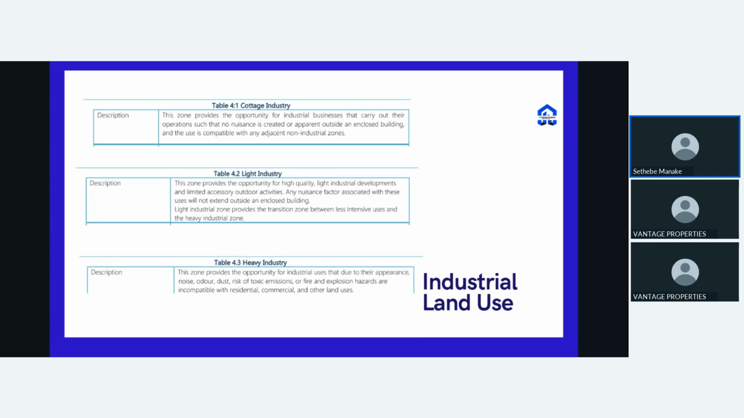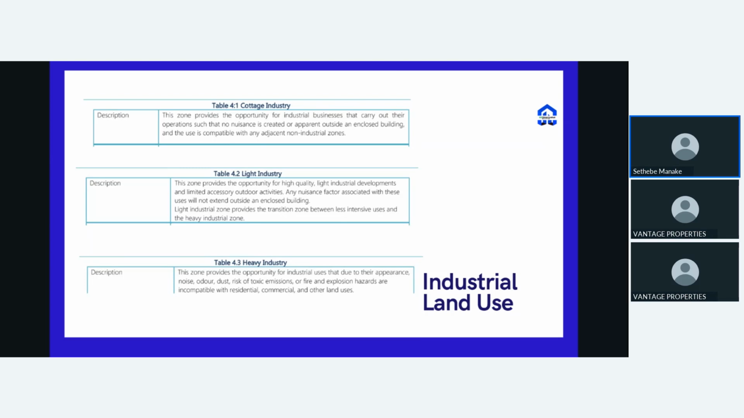Small industrial activity or manufacture can be deemed a cottage industry depending on the magnitude or process. And then there is light industry: high quality light industrial developments. It has limited accessory outdoor activities. Everything that is a nuisance must be done inside the building, right?